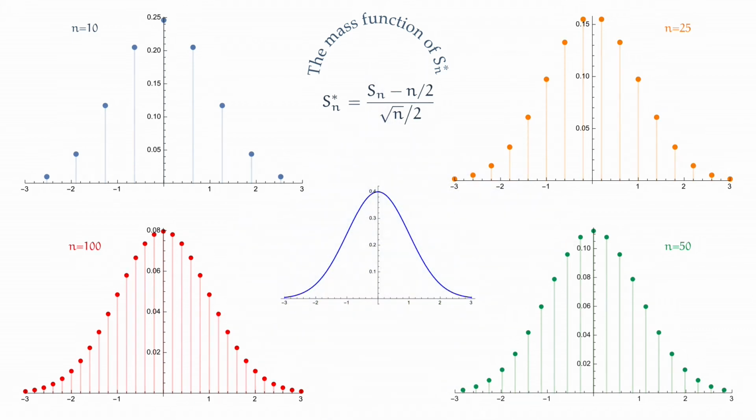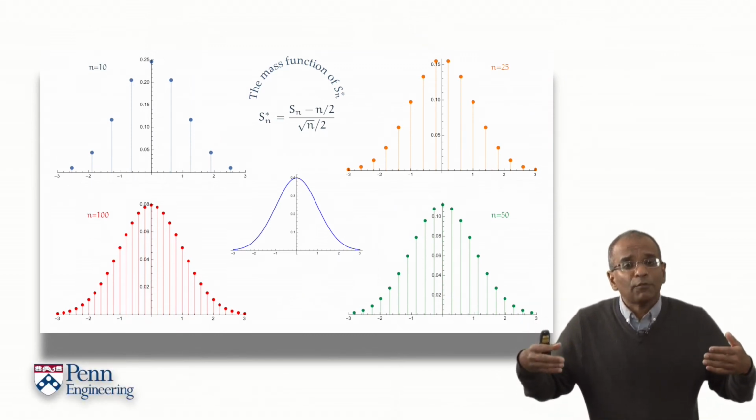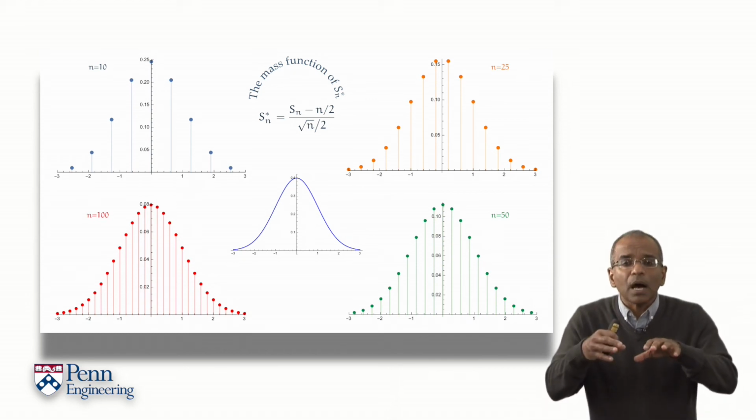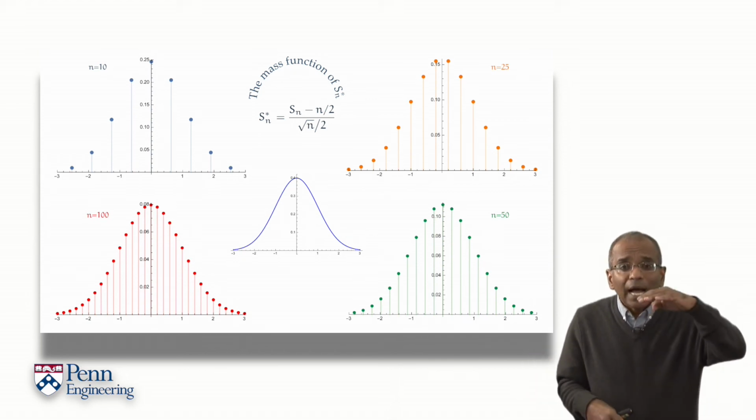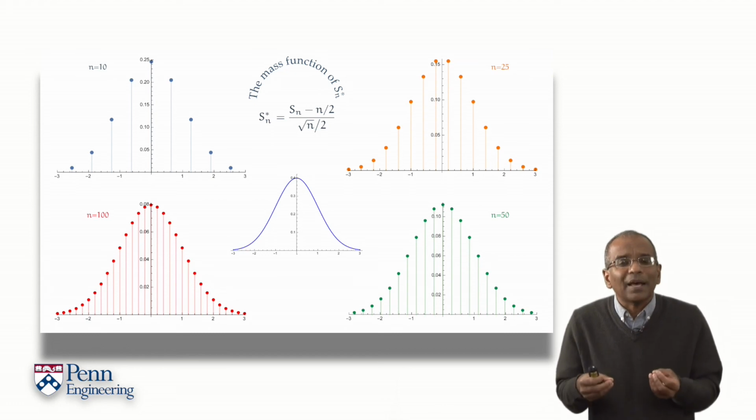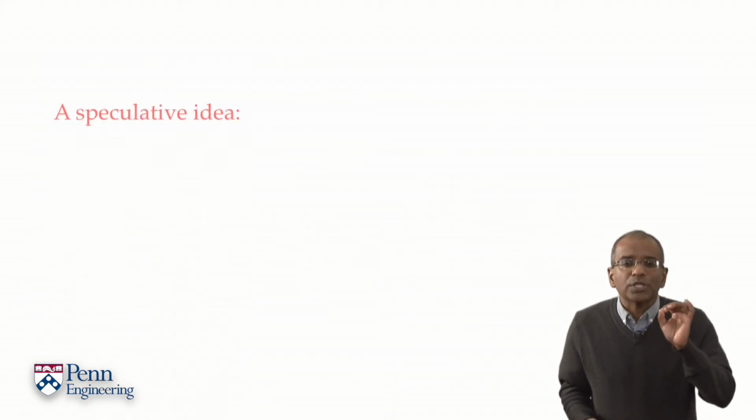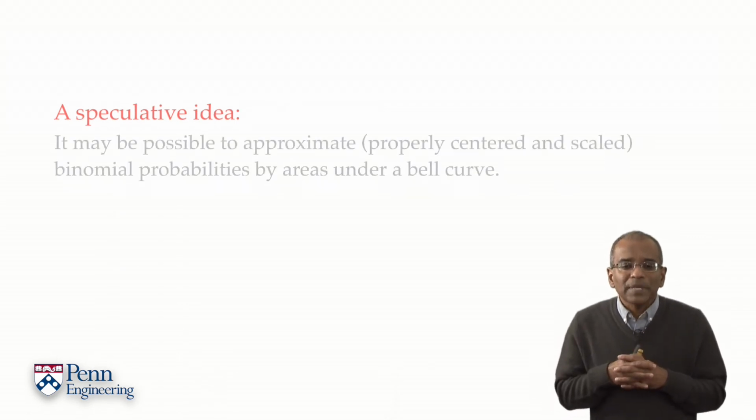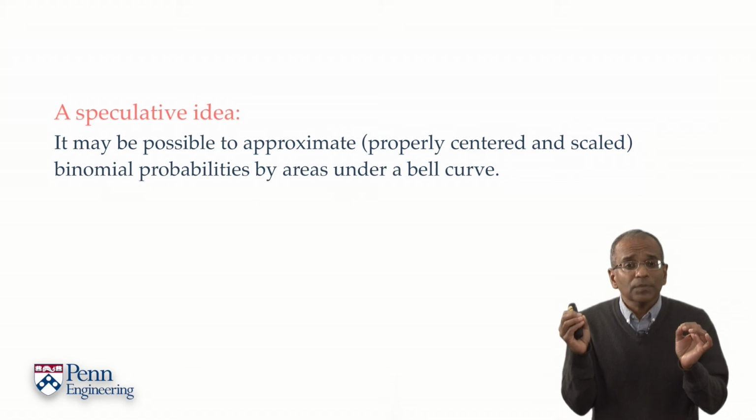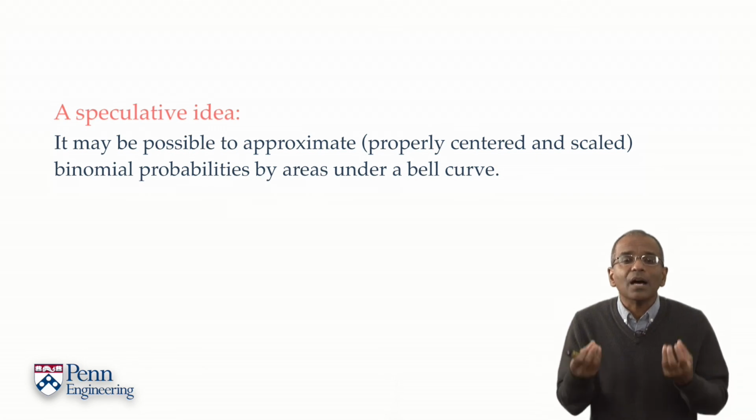Now, to be sure, there is a vertical normalization to be taken account of. And this arises because as n increases, there are more and more points where Sn, and therefore Sn star, takes values, and therefore the probability masses are getting more and more spread out, and therefore the heights of the probabilities are decreasing. But, properly normalized, it does appear that the curves are looking increasingly bell-like. And this leads to a powerful and potent and speculative idea that it just may be possible to compute binomial probabilities approximately by areas under a bell curve.